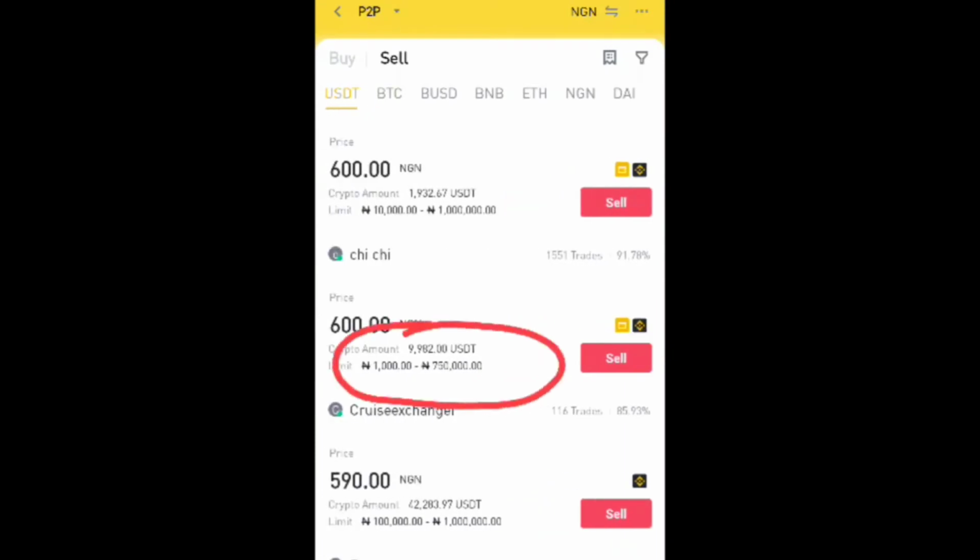And the next thing you should look at is the person's sale limit. The quantity the person currently has is 9,982 dollars, and the person is selling a minimum of 1,000 naira to 750,000 naira. So whatever you're going to buy should fall within this range. Now let's just say you're not going with this person.